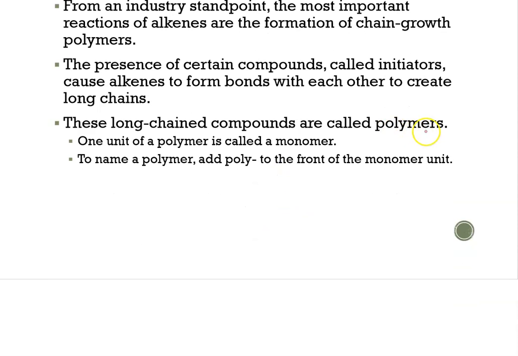These long chains are called polymers, and they are made up of individual monomers. To name a polymer, you just add the word poly to the front of whatever the monomer unit is. So for example, if we take ethene or ethylene, that is not ethylene, this is ethylene. All right, and then we have n number of ethene monomers. And here we take an initiator.